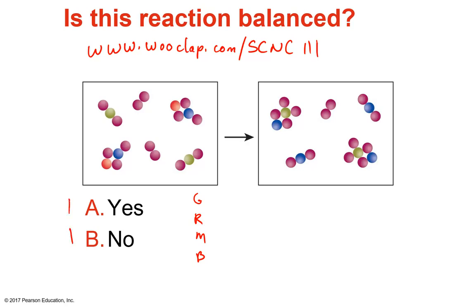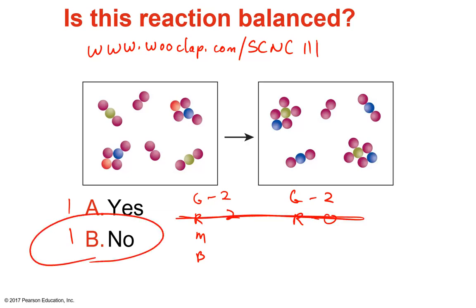We had 1 each. So what was the key for an equation being balanced? The same number of each type of atom before and after. So on the left-hand side, how many greens do we have? 2. On the right-hand side, how many greens do we have? Okay, so those balance. Reds, how many reds do we have on the left-hand side? Two. How many reds do we have on the right-hand side? Okay, we got a problem, don't we? The answer is no. I don't need to go further.